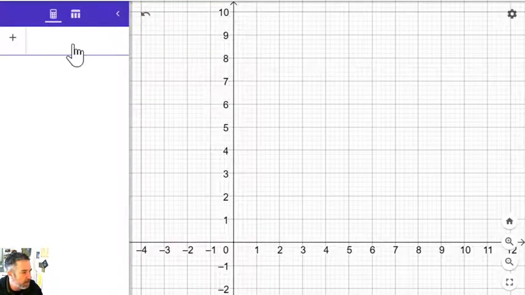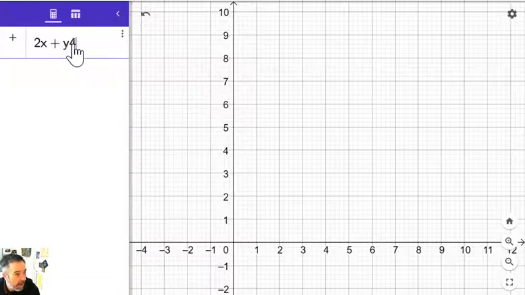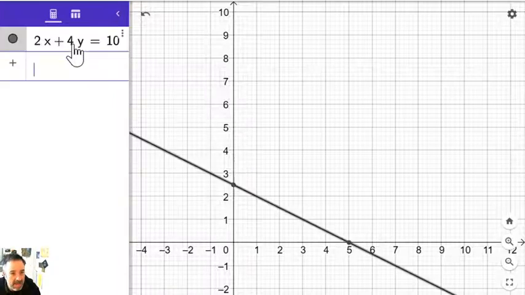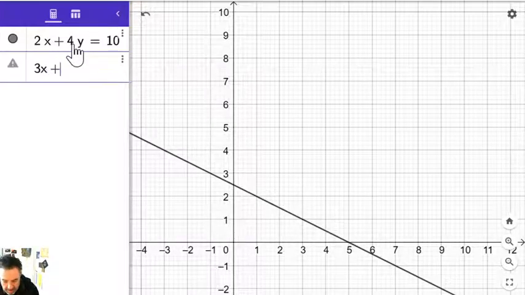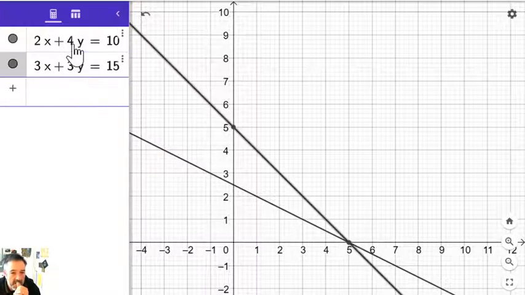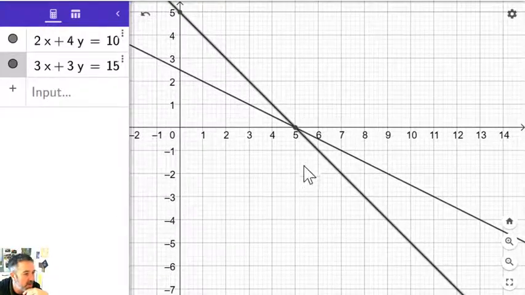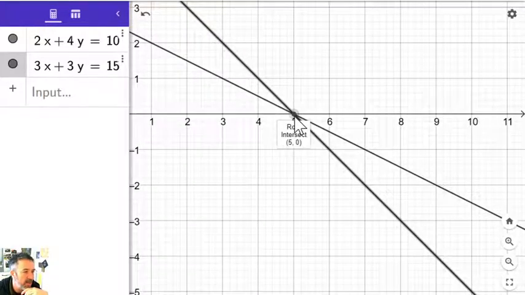Up here, I'm going to type the top equation, which was 2x plus 4y equals 10. And my second equation is 3x plus 3y equals the number 15. And you can see there it is. These two lines are coming in and they're meeting at that location. That's the point where these two lines intersect.